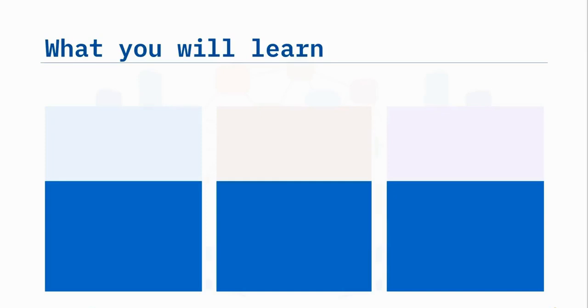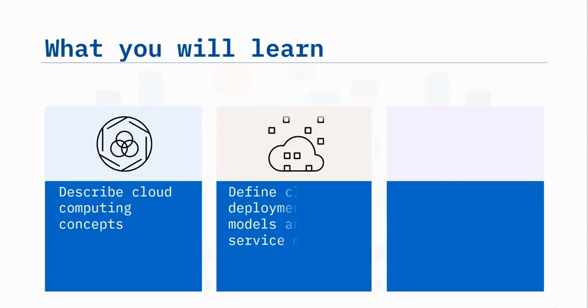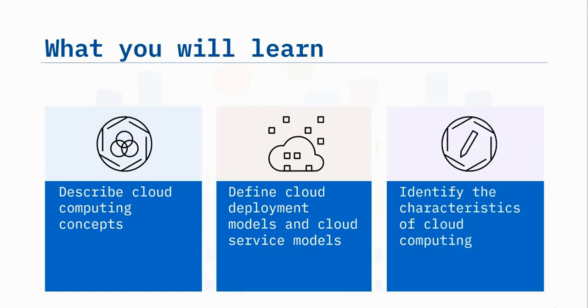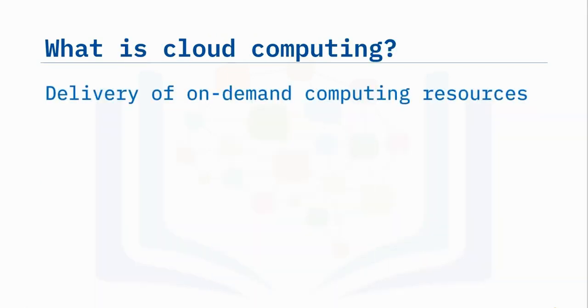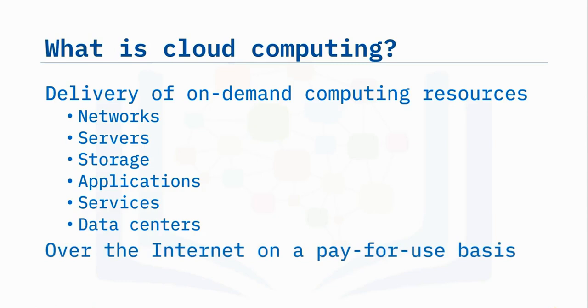Watching this video, you will be able to describe cloud computing concepts, define cloud deployment models and cloud service models, and identify the characteristics of cloud computing. Cloud computing, also referred to as the cloud, is the delivery of on-demand computing resources such as networks, servers, storage, applications, services, and data centers over the internet on a pay-for-use basis.